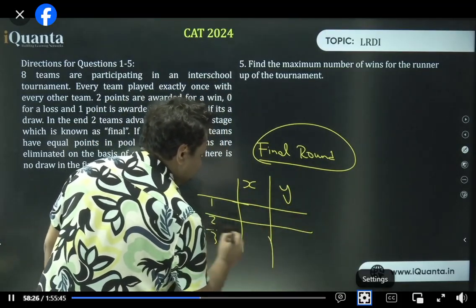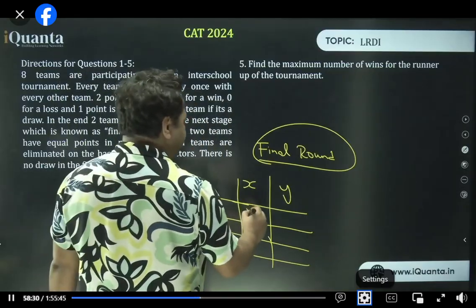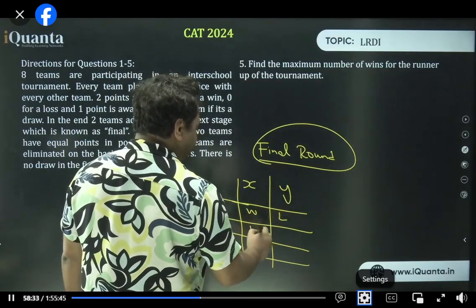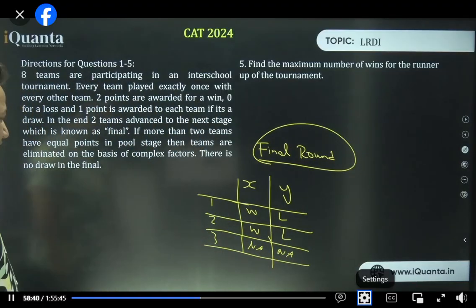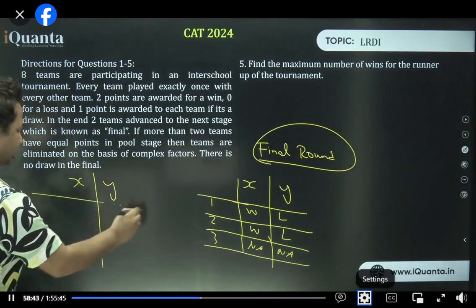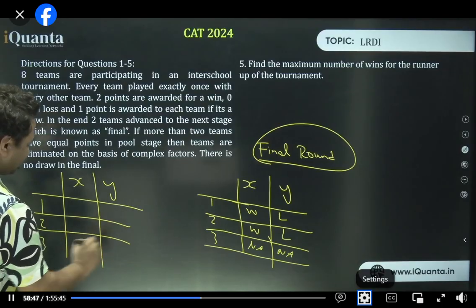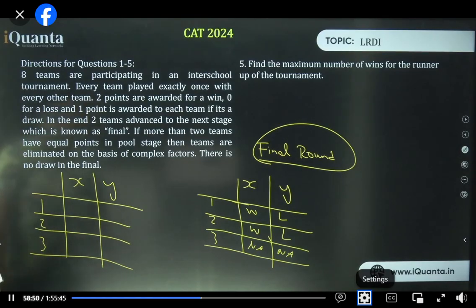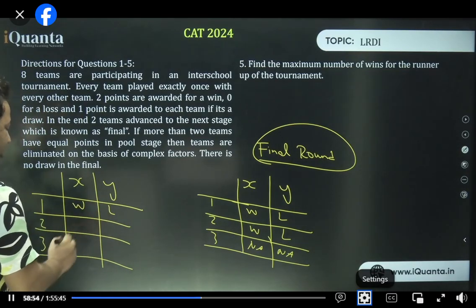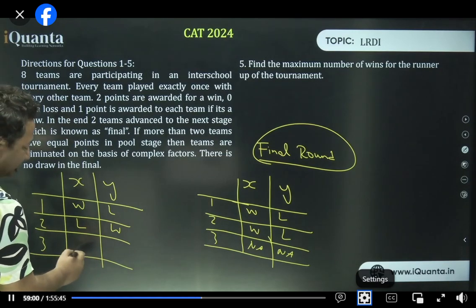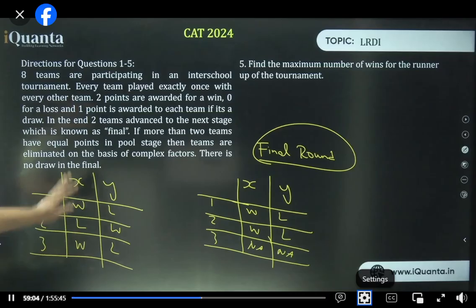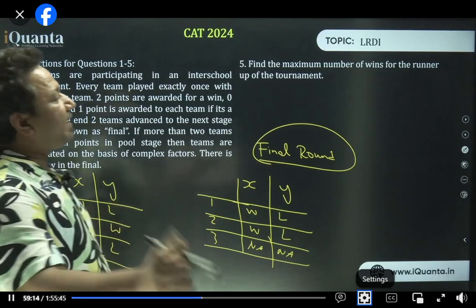All right. So, team X wins, Y loses. Then the third match is not applicable. The third match won't happen at all. The other case is, X wins the first match, Y loses. X loses the second match, Y wins, and then one of them wins. So this match will be held. Okay, win, loss, or loss, win. So in this case, Y is the runner-up. Understood? Y is the runner-up. I have to maximize the wins of the runner-up.